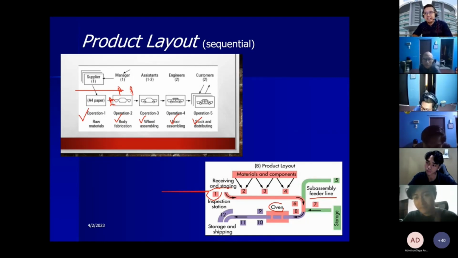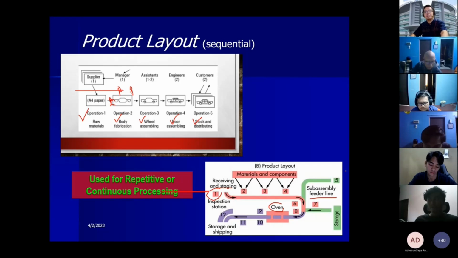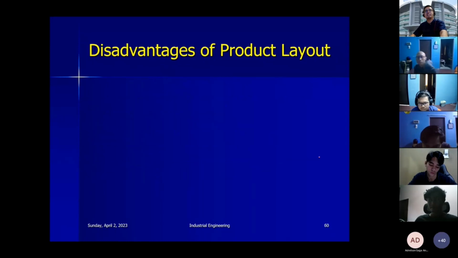For example, if we are making banana chips, potato chips. We want to fry first, then cutting, then frying, and packaging, and then distribute to our agents or in our shop, for example. This is a product layout. Same, repetitive. Okay, advantages of product layout.